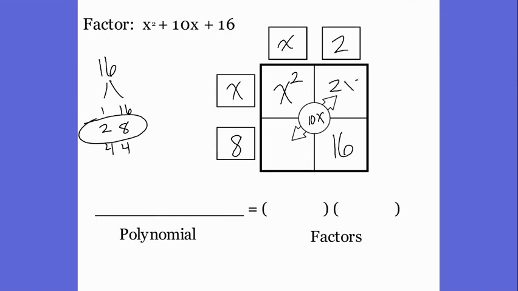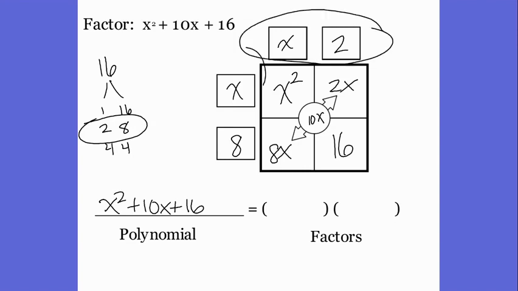I get 2x here and 8x here. If I wrote out my polynomial, I'd have x squared plus 10x plus 16. Good. And my factors then come from right here: x plus 2 and x plus 8.